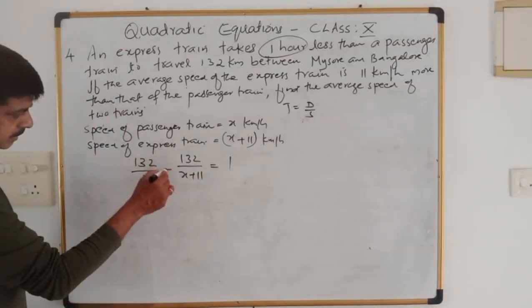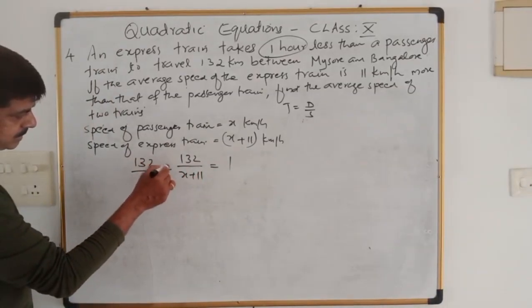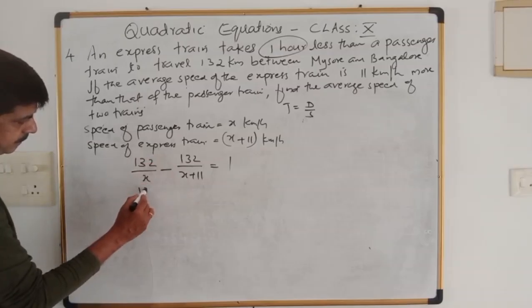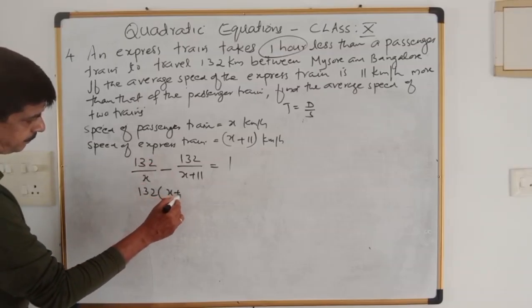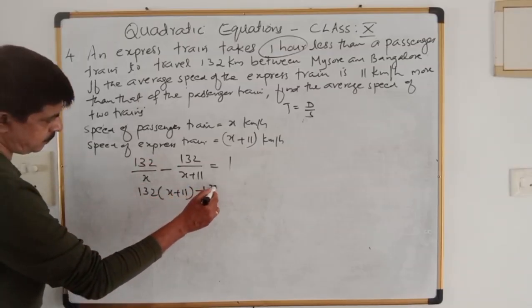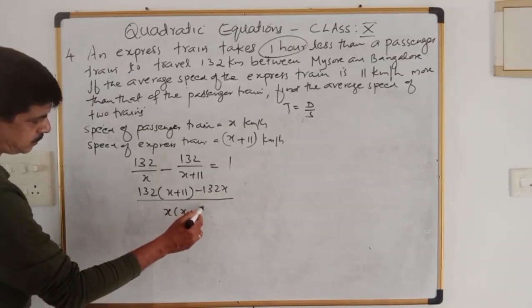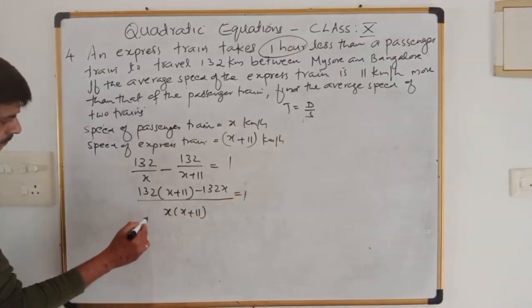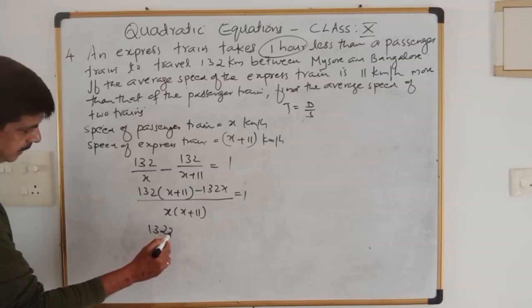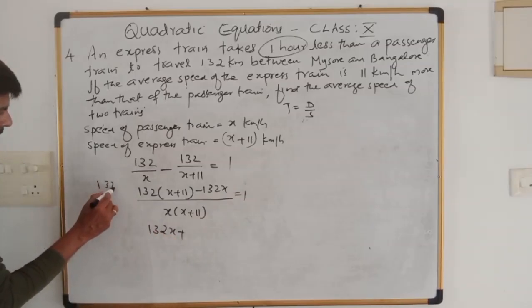So like we have done one question earlier, like that we have to simplify by the cross multiplication method. Minus 132x divided by x into x plus 11 is equal to 1. We will open the bracket. 132x plus, what is 132 into 11?